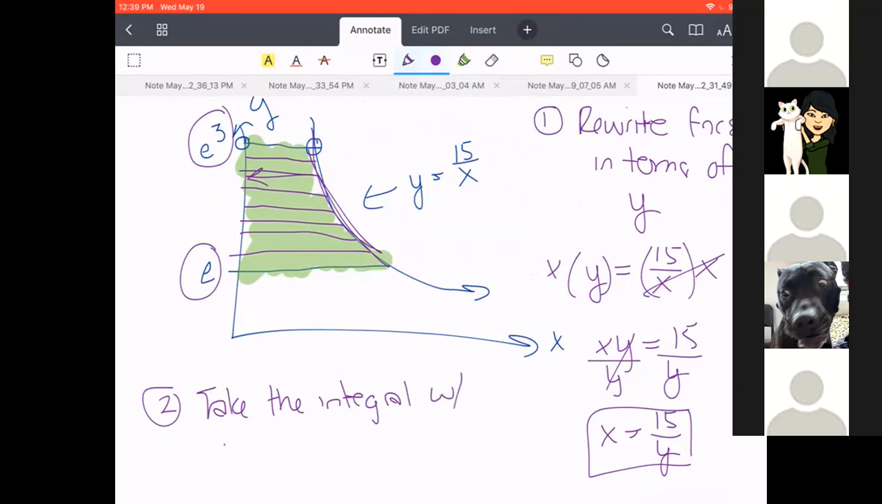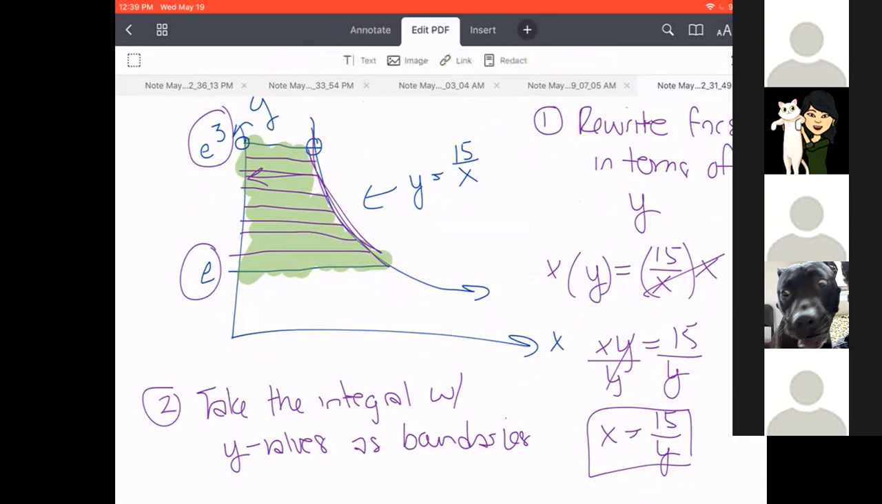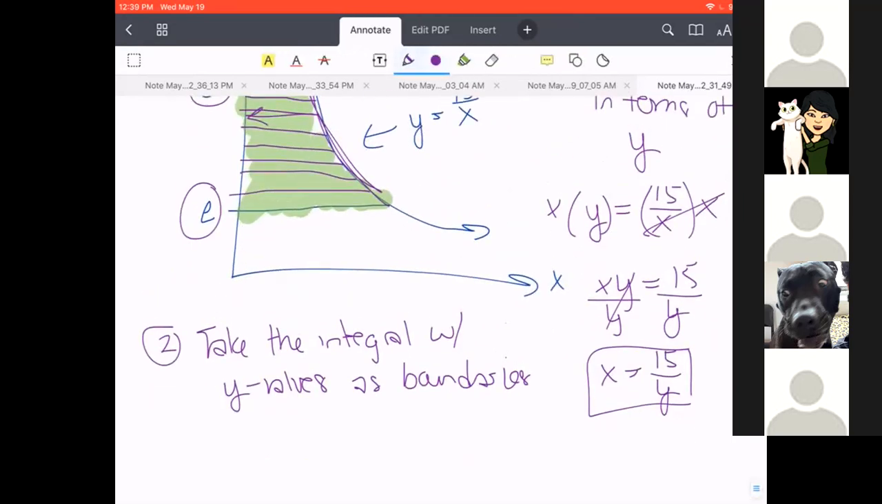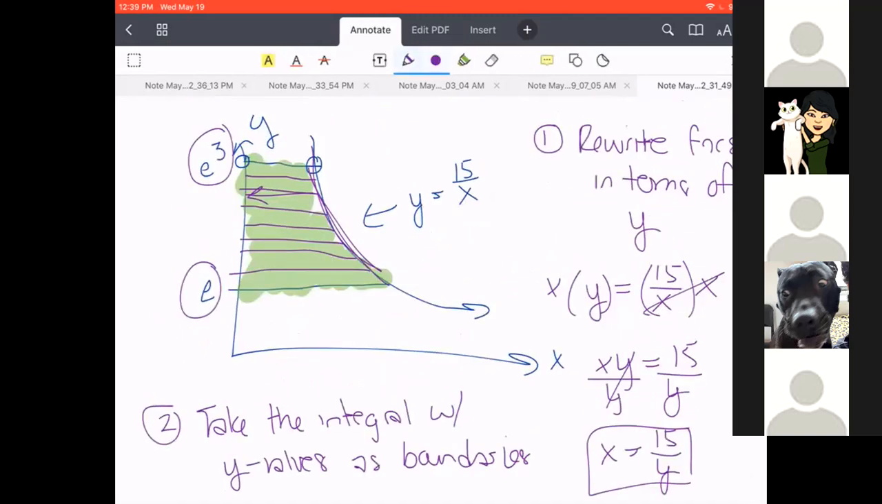With y values as your boundaries instead of x values. So remember yesterday when I was telling you to find those intersection points, we only looked at the x coordinate. Today, when we're finding these points, we'll be looking at the y coordinate because everything needs to be in terms of y. So this would be the integral from e, which is my lower y, to e cubed, which is my upper y.